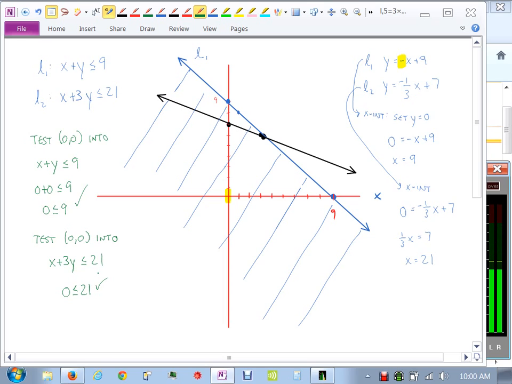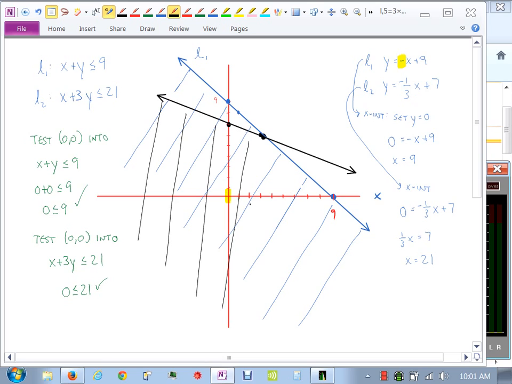Now, just so that we remember, what happens if it didn't work? Do you have to go pick another test point? No, you just shade the opposite side. So it's a yes or no. If it's yes, you shade that side. If it's no, you shade the other side. Okay? So now I'm going to shade everything below the black. Right?